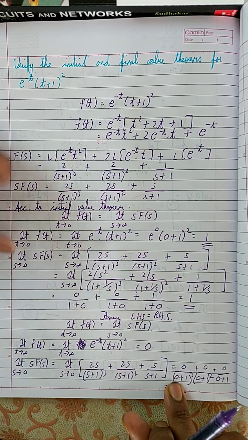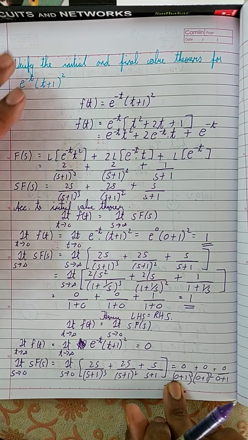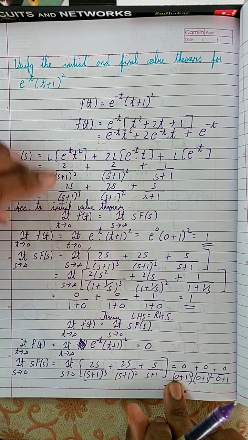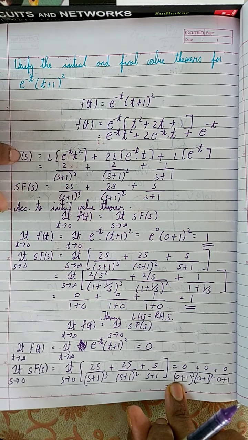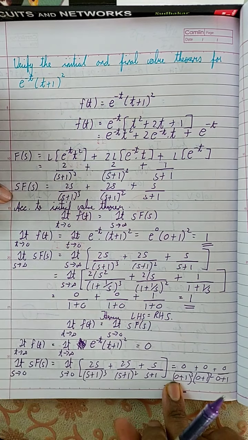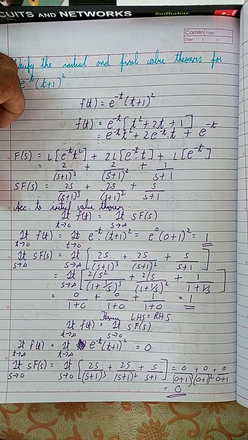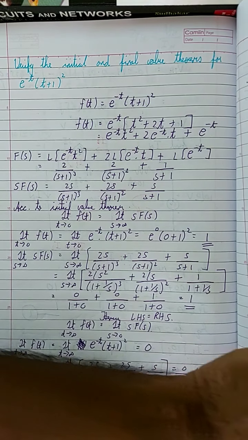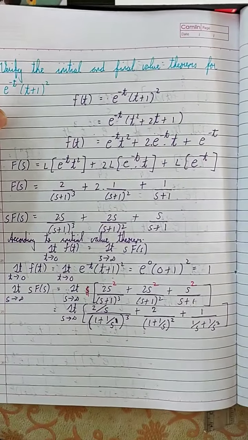This is how we verify the initial value and final value theorem. In all these problems, first you take f of t, then you find the value of f of s, then you multiply that f of s with s, then you apply both the initial value equation and the final value equation. Okay, let's do another question.